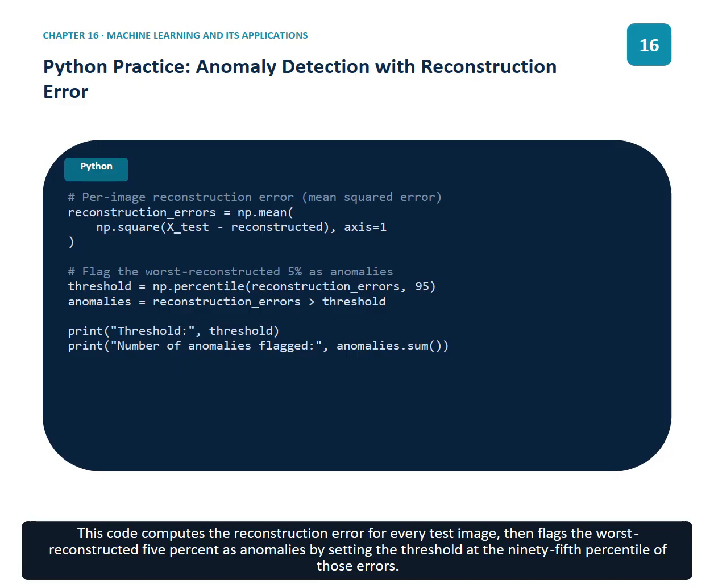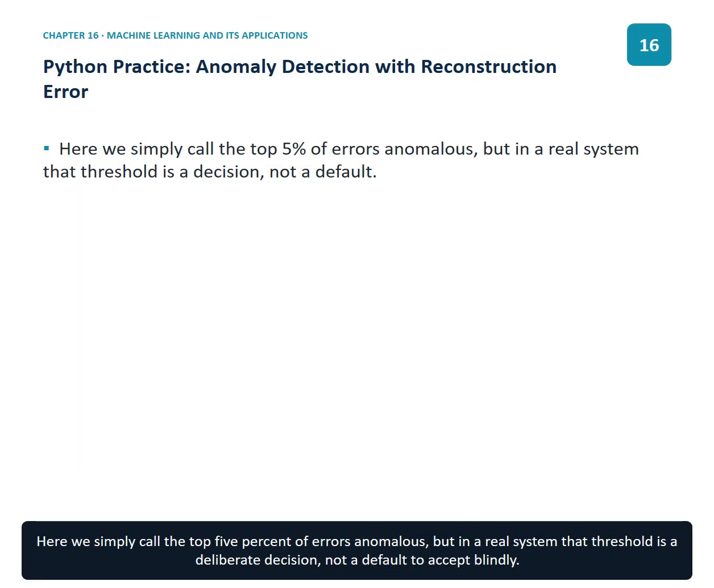This code computes the reconstruction error for every test image, then flags the worst reconstructed 5% as anomalies by setting the threshold at the 95th percentile of those errors. Here we simply call the top 5% of errors anomalous, but in a real system that threshold is a deliberate decision, not a default to accept blindly.